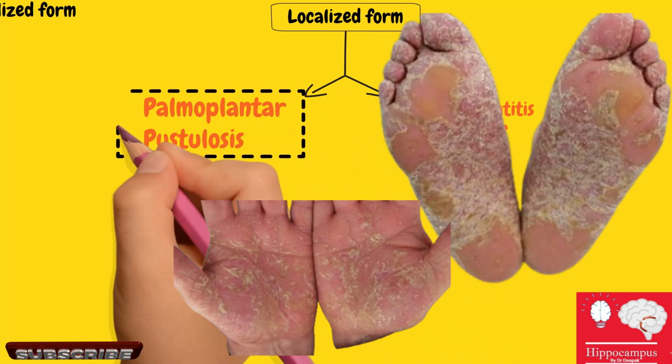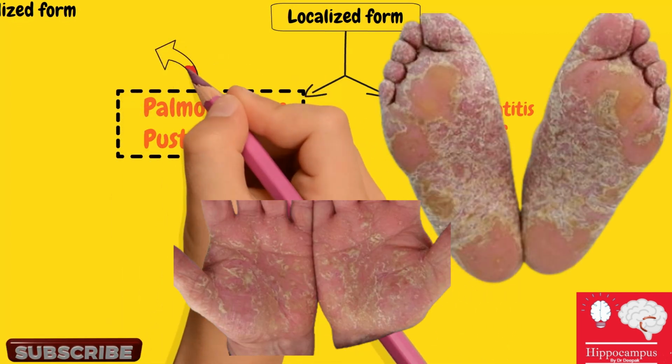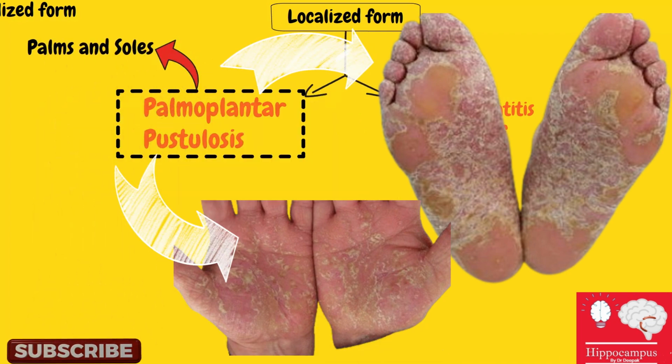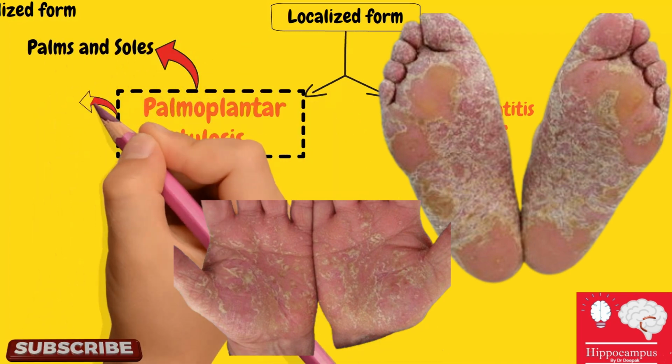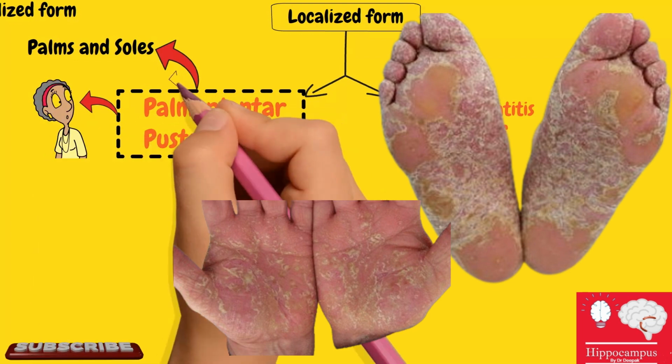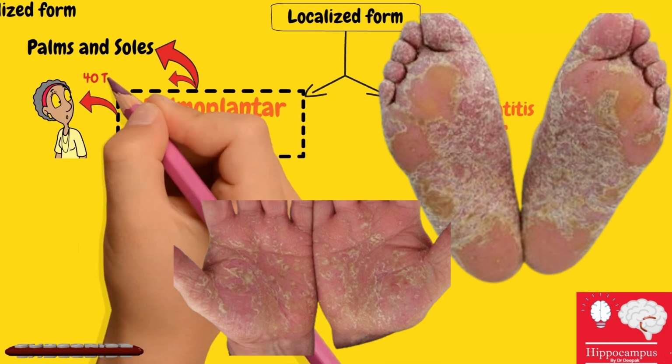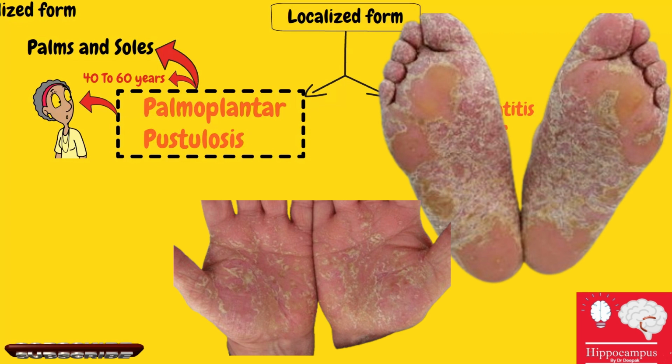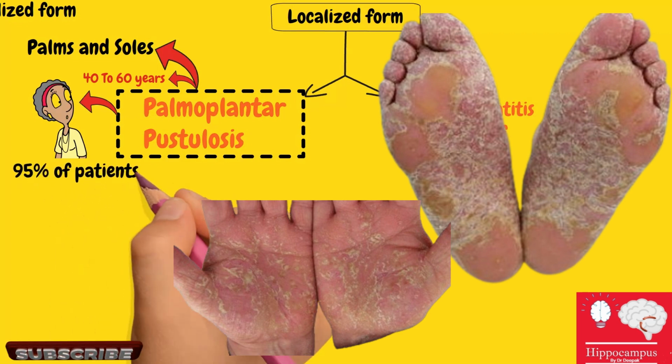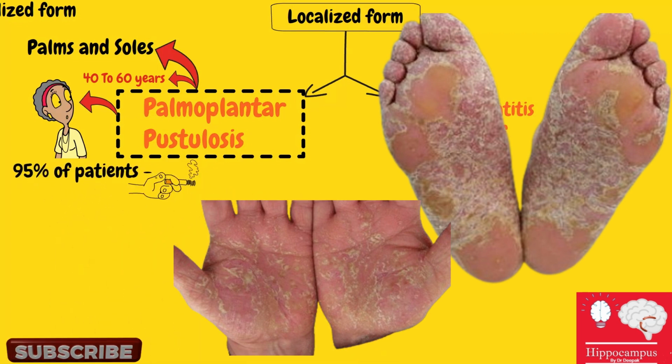Palmoplantar Pustulosis. In this variant, the lesions are usually located on the palms and soles. This presentation is more common in women, and the age affected here is 40 to 60 years. In up to 95% of patients, a history of smoking is present.